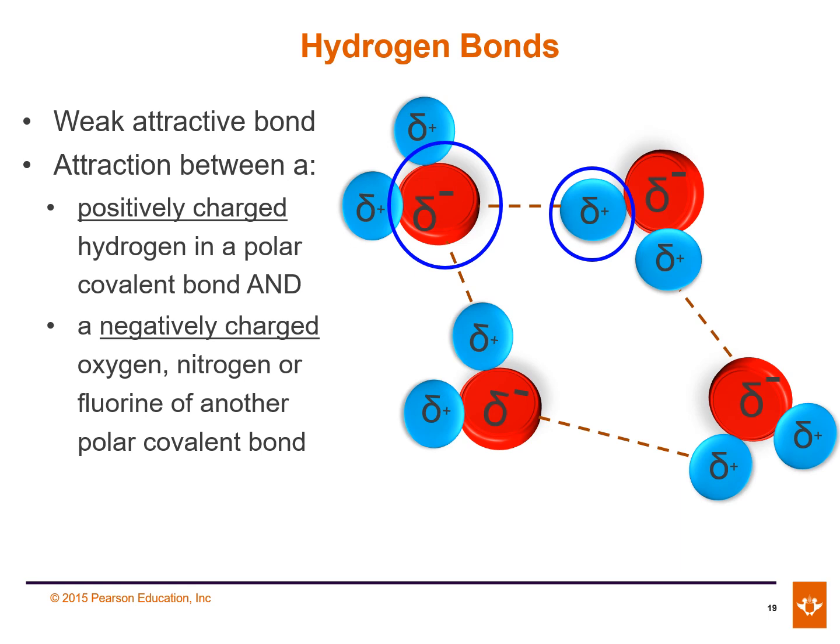The attraction can also occur between a positively charged hydrogen in a polar covalent bond and a negatively charged nitrogen or fluorine of another polar covalent bond.